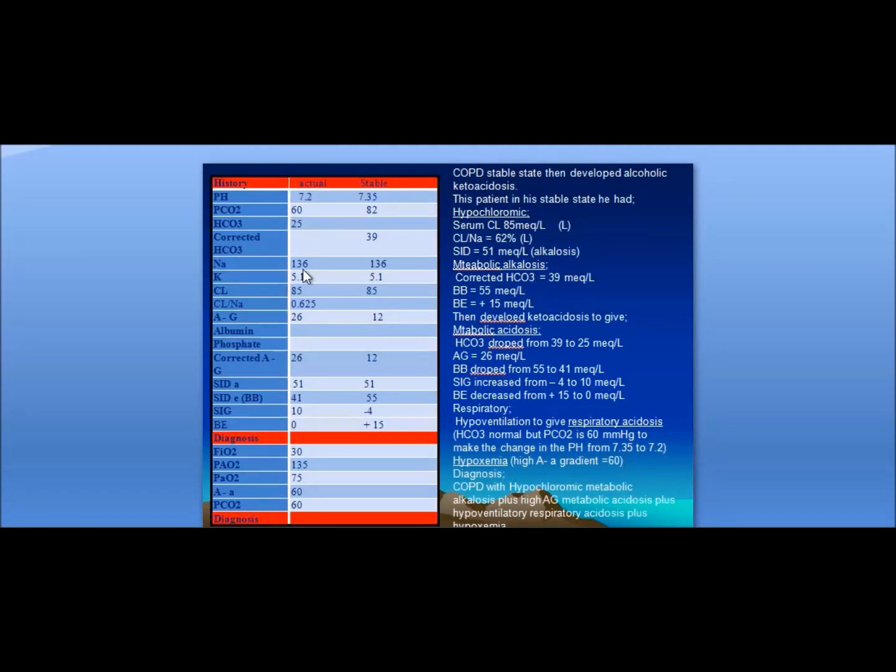Let's come and discuss the ABG table. This is the pH of the patient, 7.2. When you look at the bicarbonate, it's normal. So this pH, in this state, the actual state, is due to hypoventilation, retention of carbon dioxide. This is 60 mmHg over 40, the normal. This results in this pH 7.2, because bicarbonate is normal. But this pH is not so simple like that. There is some sort of pathology.